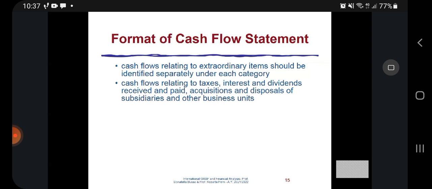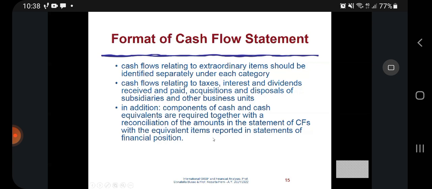Whereas cash flows that relate to taxes, interest, and dividends received and paid, acquisition and disposals of subsidiaries and other business units should be disclosed separately. In addition, components of cash and cash equivalent are required together with a reconciliation of the amounts in the statement of cash flows with the equivalent items reported in the statement of financial position.